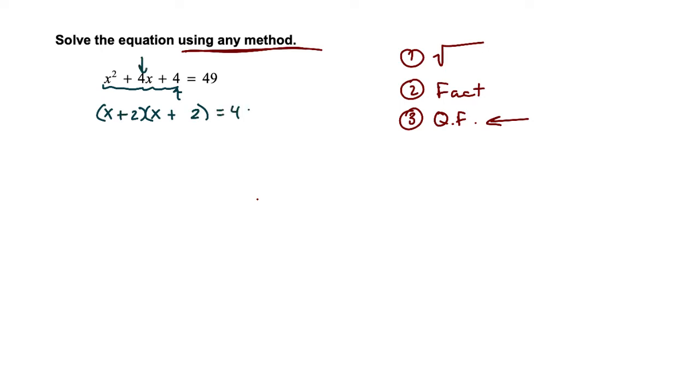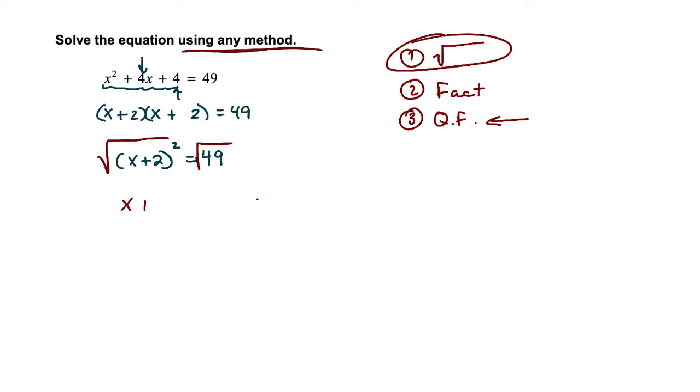And because I noticed it factors that way, I can rewrite it as x plus 2 squared equals 49. And now I can use this square root method. Now remember, when you square root both sides, you always get plus or minus, and that plus or minus means a positive or a -7 is a solution.